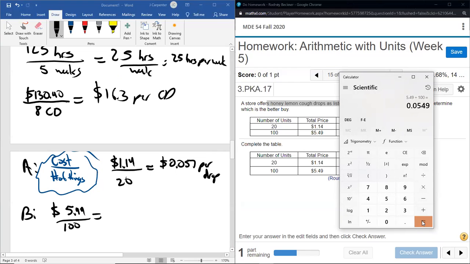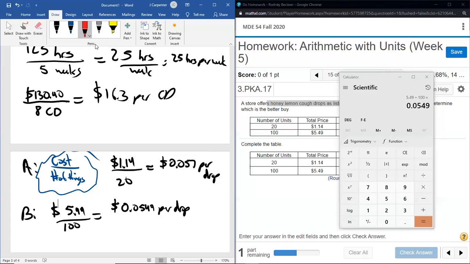And we get 0.0549. So that's $0.0549 per drop, which is about 5 cents a drop. These things are super close to each other. And yes, if you had rounded this one to the nearest penny, it would be 6 cents. This would be 5 cents, and you would be able to compare them. But they are very close to being incomparable if you round it to the nearest penny.